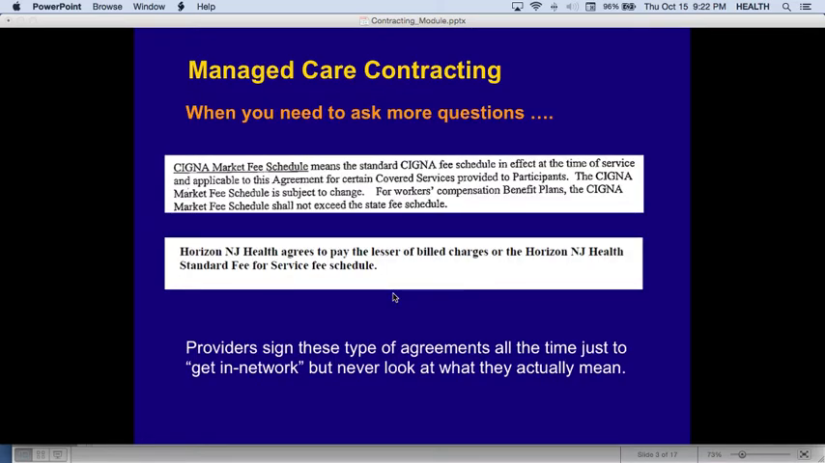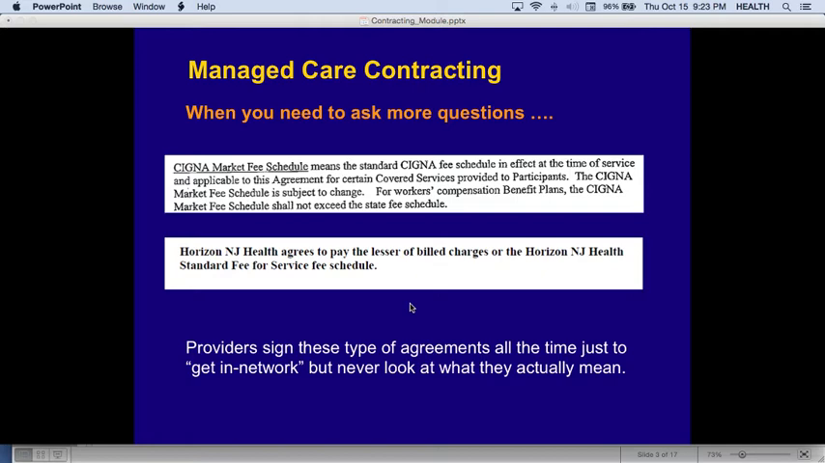Some contracts have this great language that says, our reimbursement to you is going to be equal to the Cigna fee schedule in effect at the time of service in which the service was rendered. Or Horizon New Jersey Health agrees to pay you the lesser of your billed charge or the Horizon standard fee schedule. What on earth does that mean? Tell me how much an office visit is going to be, because I don't know what your standard fee schedule for the services is at the time the service is rendered. I don't know that. You are responsible to make sure your practice knows these things.